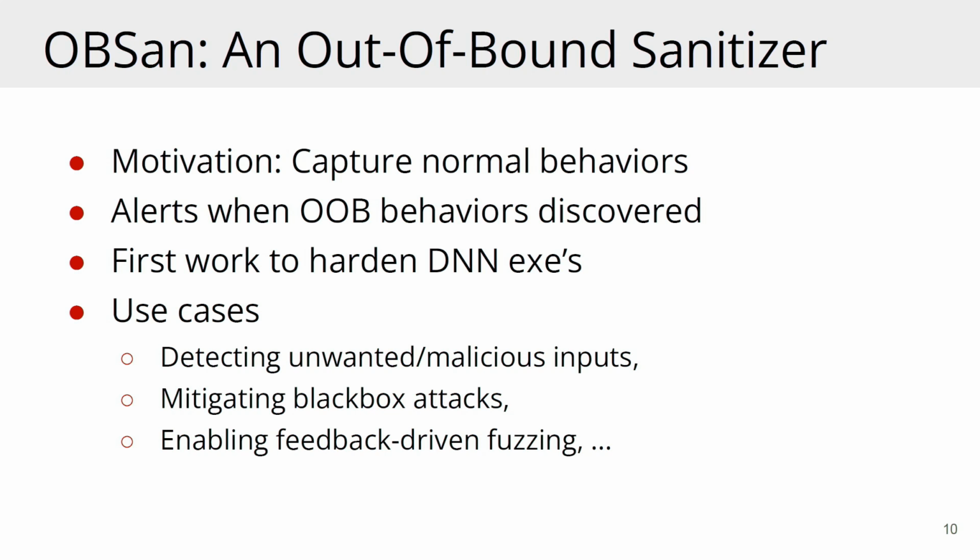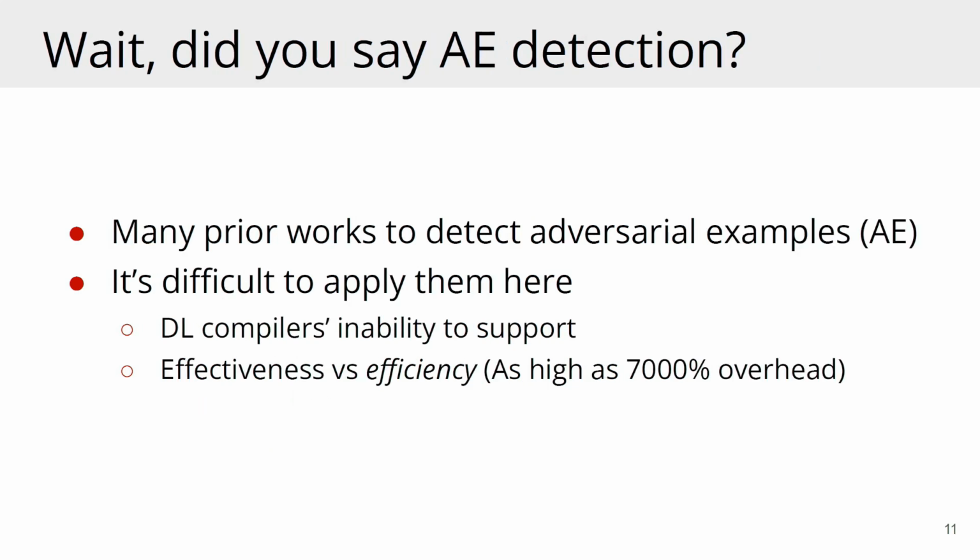That's also our motivation to design OBSan. It captures the normal behaviors of the DNN models and then sends out alerts when OOB behaviors are discovered in the binaries. To the best of our knowledge, it's the first work to harden DNN executables. We envision it to have a wide range of use cases like detecting unwanted inputs, mitigating black box attacks, enabling feedback-driven fuzzing, and so on.